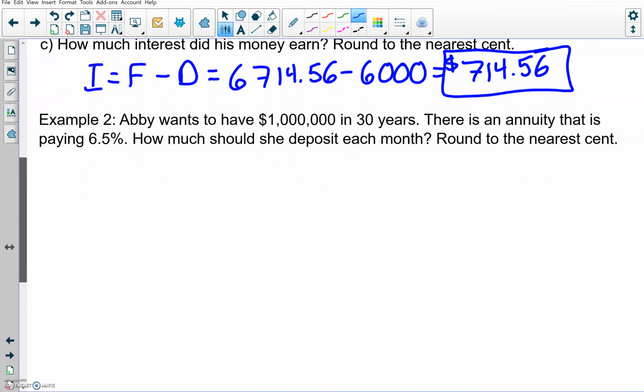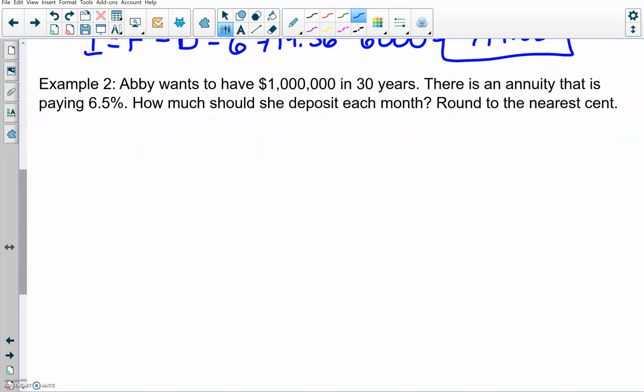All right, so the last example here. Abby wants to have $1 million in 30 years. There's an annuity that is paying 6.5%. How much should she deposit each month? Round to the nearest cent.